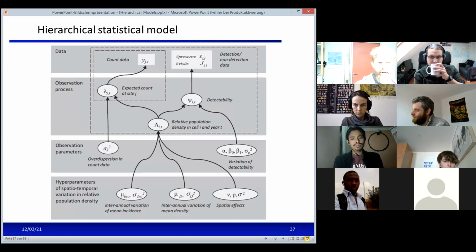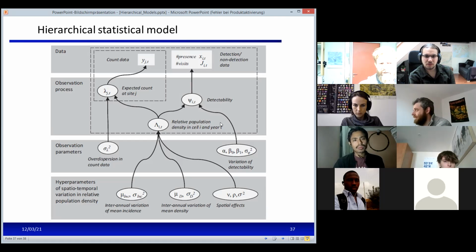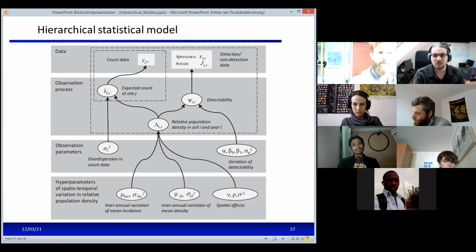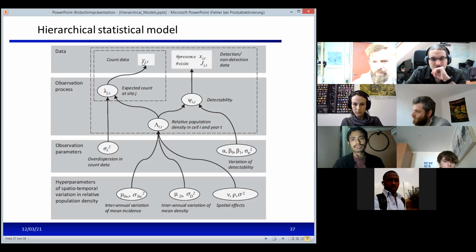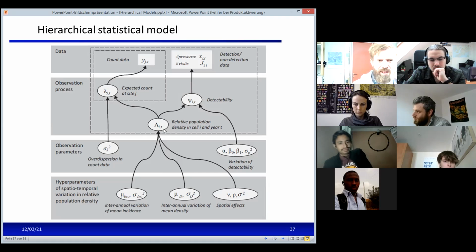And that's what we did in a hierarchical statistical model. So where we had our common unknown state variable, which is the population density in each cell of the grid across Great Britain, and in all the years from 1991 to 2005. And then we formulate the so-called observation models, so basically probability models that describe both the likelihood of count data in a certain area and the likelihood of these detection, non-detection data conditional on this common state variable.